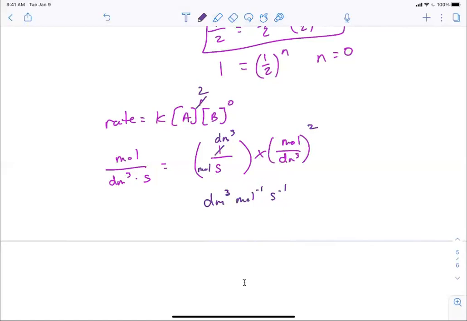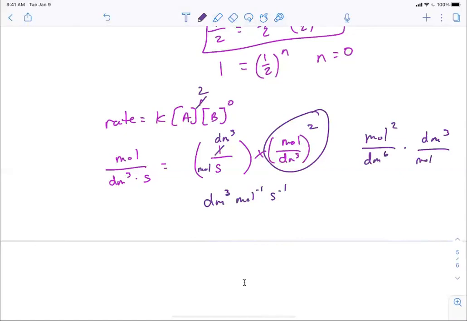So when this happens, that's really moles squared over decimeters to the 6th. But you want decimeters cubed and you want moles to the 1st. So K has to have decimeters cubed on top and moles on the bottom to cancel that out. And then time as well. Time should always be on the bottom.